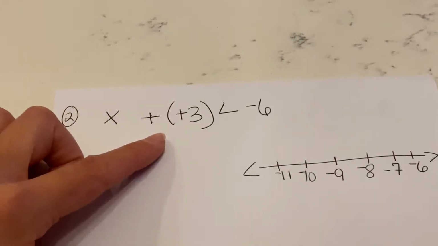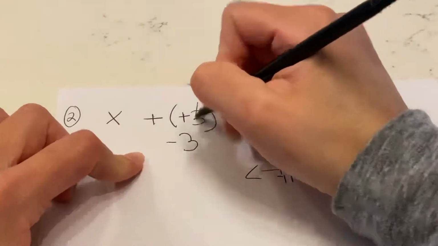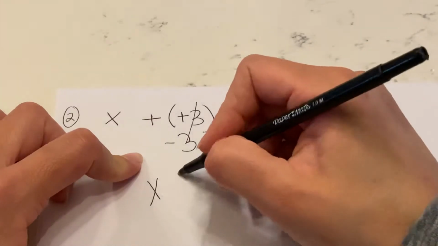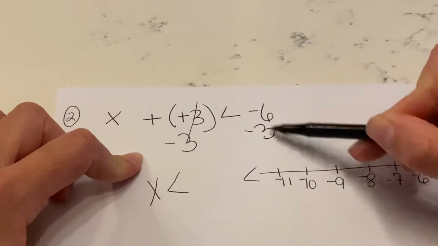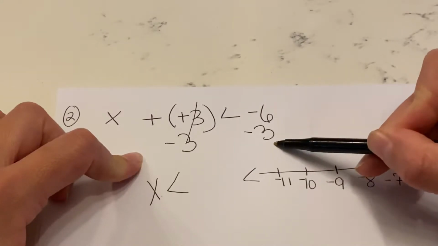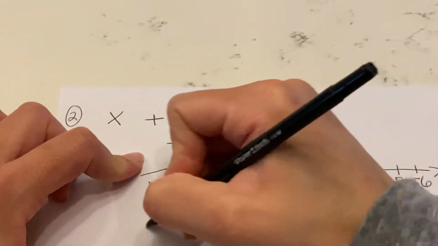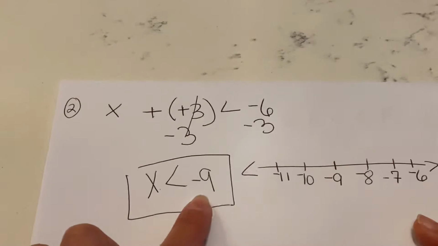So what's the opposite of adding? So I will subtract the 3 from both sides, right? X less than. Now I have -6 minus 3, which represents I have two negative numbers. That means I have to add it to get -9. So here is my solution. X is less than -9.